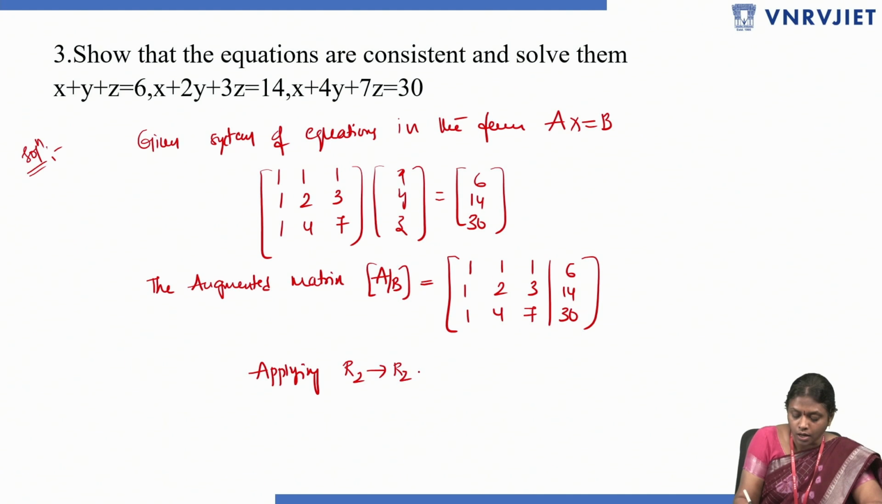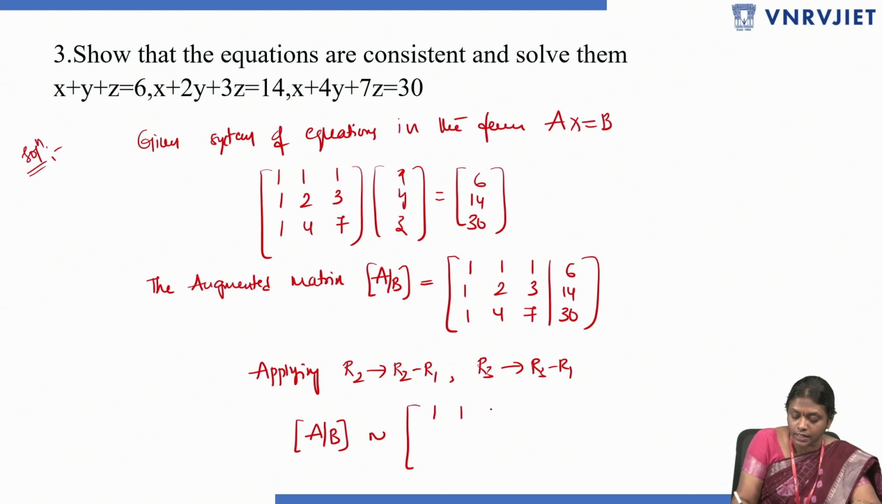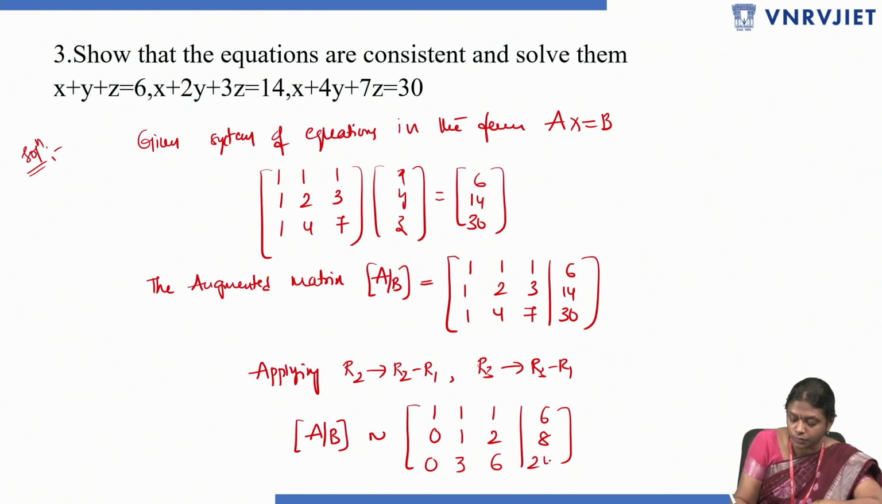Since all are ones, R2 minus R1: 1 minus 1 is 0, and R3 tends to R3 minus R1: 1 minus 1, that is also going to be 0. Now the augmented matrix is approximately equal to, since I'm not performing any operation on the first row of the matrix, I'm writing it as it is. So here 1, 1, 1, 6. Now this is going to be 0, 2 minus 1 is 1, 3 minus 1 is 2, 14 minus 6 is 8. And this is going to be 0, 4 minus 1 is 3, 7 minus 1 is 6, and now 30 minus 6 is 24.